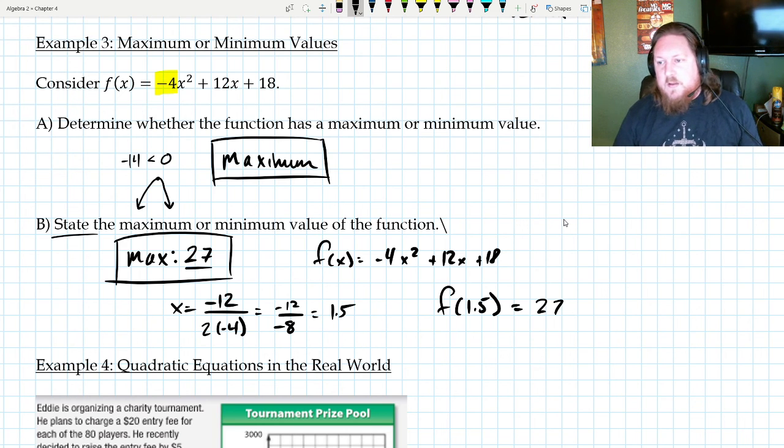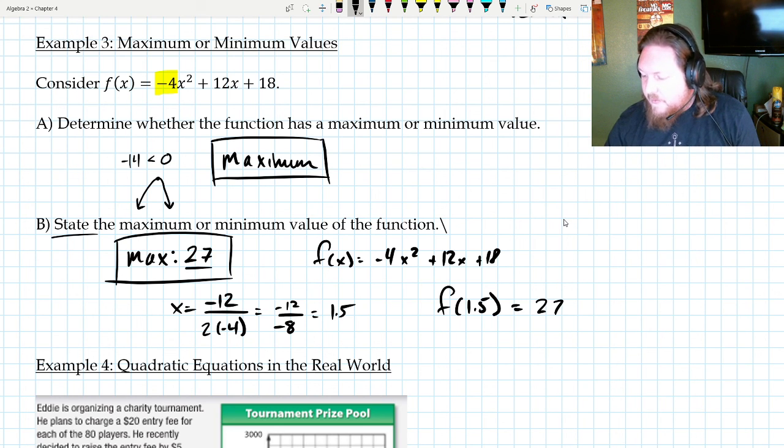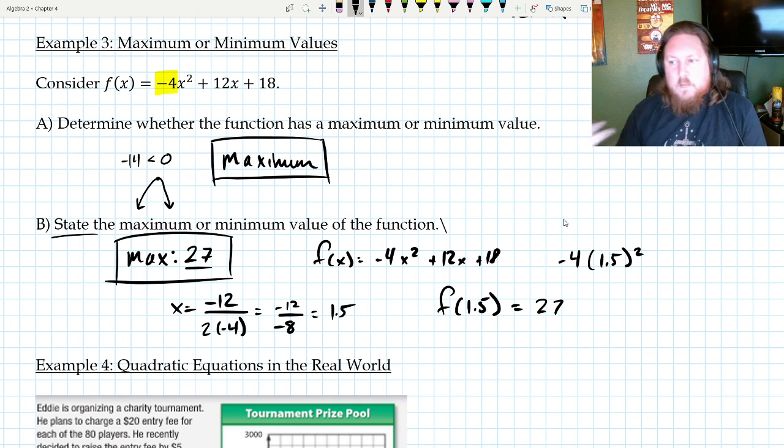I don't know if I need to write that down every time, but you do have to be careful with typing it into your calculator. Like in my calculator, I would write negative 4 parentheses 1.5, hit that squared button, and then that's how I'm going to calculate it out. But yeah, that's all you need to do to find the maximum.